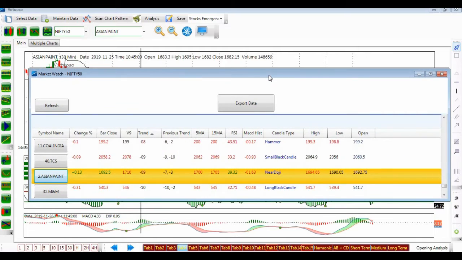Okay, so this is how you can get the trend analysis done on any of the charts. This is one of the features. I'm going to show you the best feature of this software right now. Just stay tuned. So I'm going to close this right now.